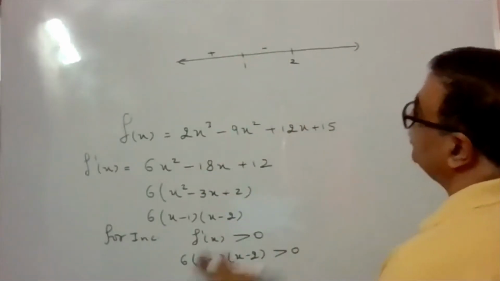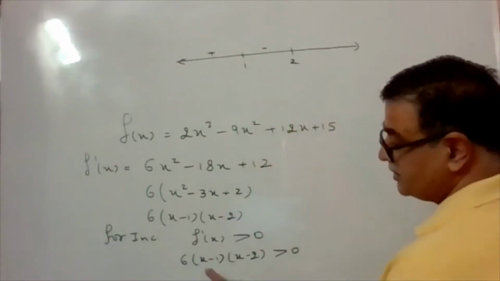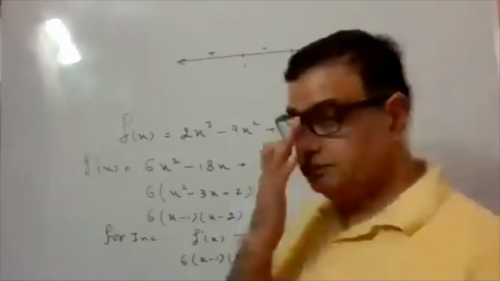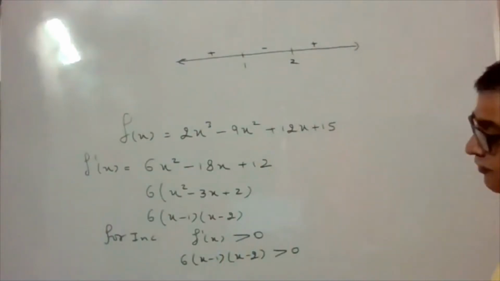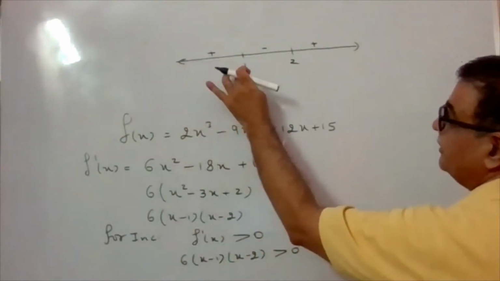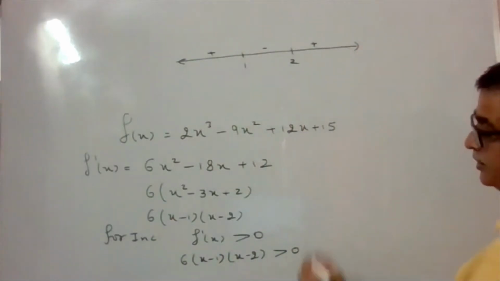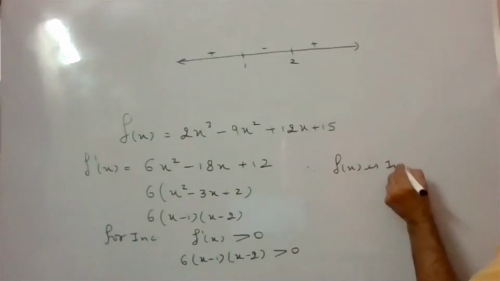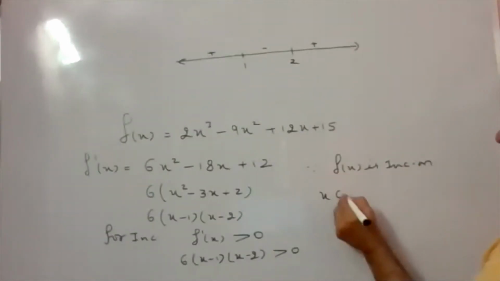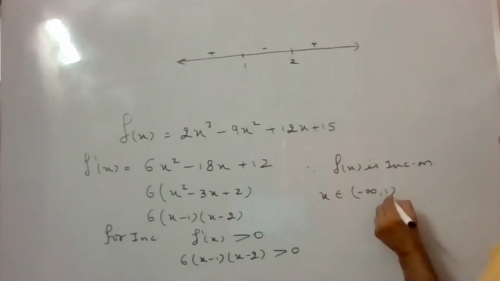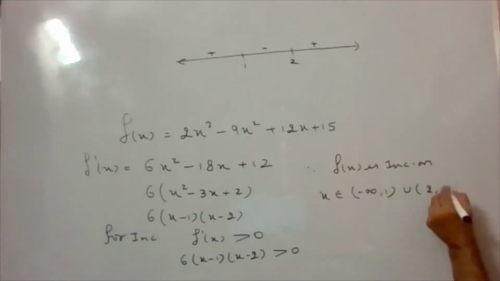Then we go above 2. Above 2 means it will be plus, so net is plus. And as we are asking for increasing functions, this quantity has to be positive. Where it is positive, from this interval to this, and then this to this. So therefore, I should say f(x) is increasing on x belongs to minus infinity to 1 union 2 to infinity.